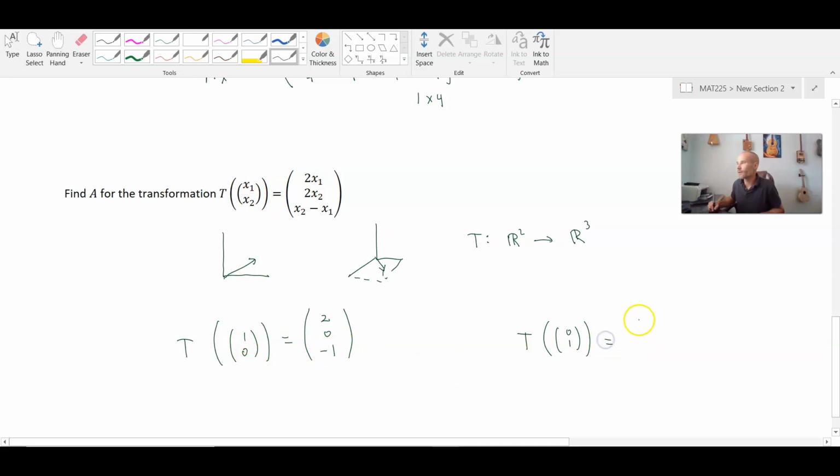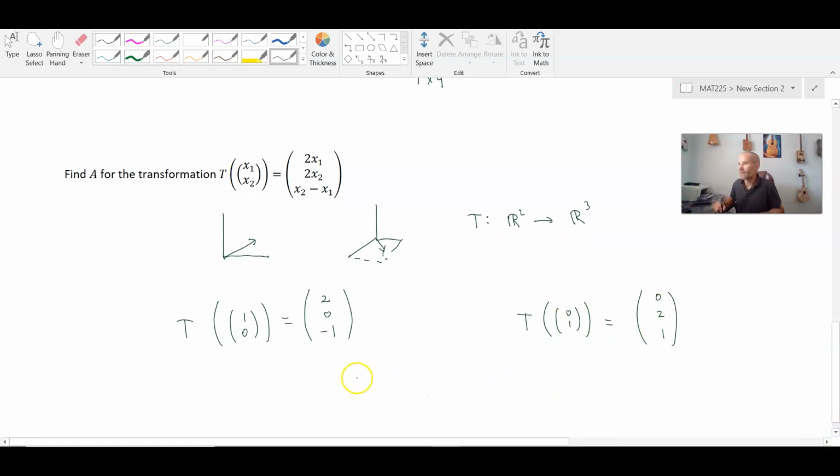We're also going to do this for the 0, 1 vector. So twice the top component is 0, twice the bottom component is 2, and 1 minus 0 is 1. So in this case, in our A matrix, and we're going to verify that this works out, we're going to have 2, 0, negative 1 as the first column, the transformation of the first standard basis vector, and then the second column will be 0, 2, 1. And so now this is a 3 by 2 matrix as we had predicted, and so this is going to get multiplied by two-dimensional vectors, x1 and x2.